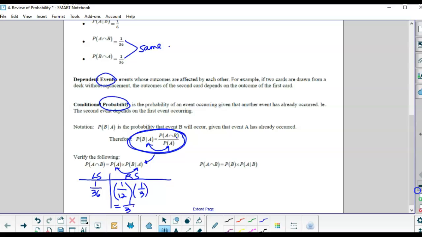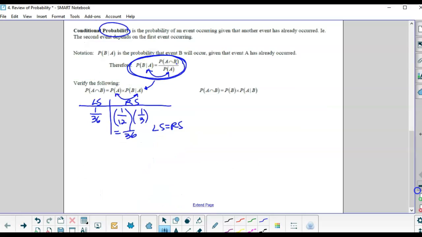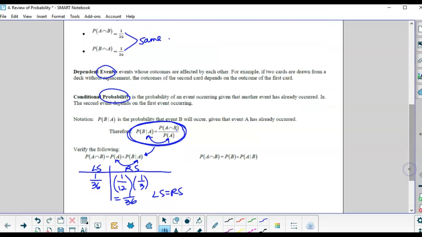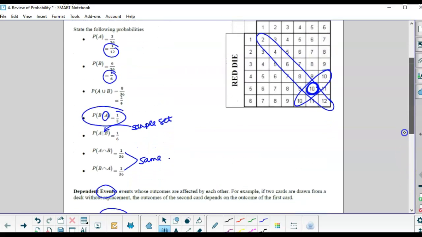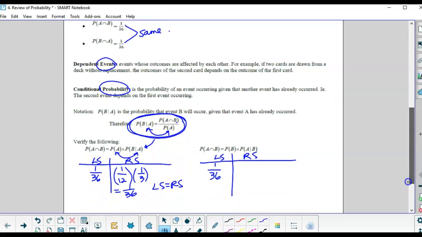Which is 1 over 36, left side equals right side. Okay, then we'll do this one. Okay, so left side and right side. So this is just with regards to event A occurring given that B already did. So it's the vice versa, basically. And then probability of B was 1/6, and A given B was 1/6. Okay, so that just verified it.